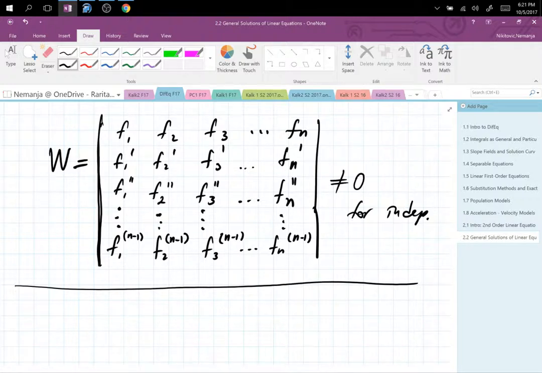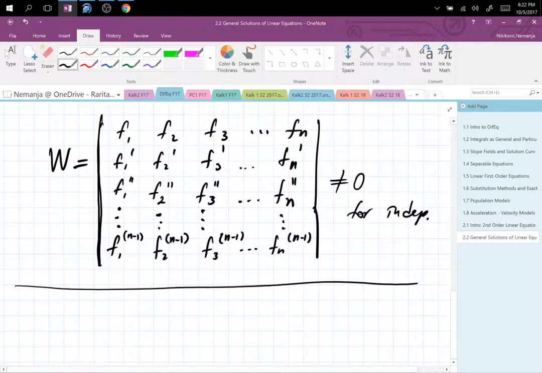You can do another example, but 2.2 is done. It just talks about the general case, where whatever we learned in 2.1 is now generalized to any higher order. But let's see what they like. Use Wronskian to prove the given functions are linearly independent on the indicated interval.